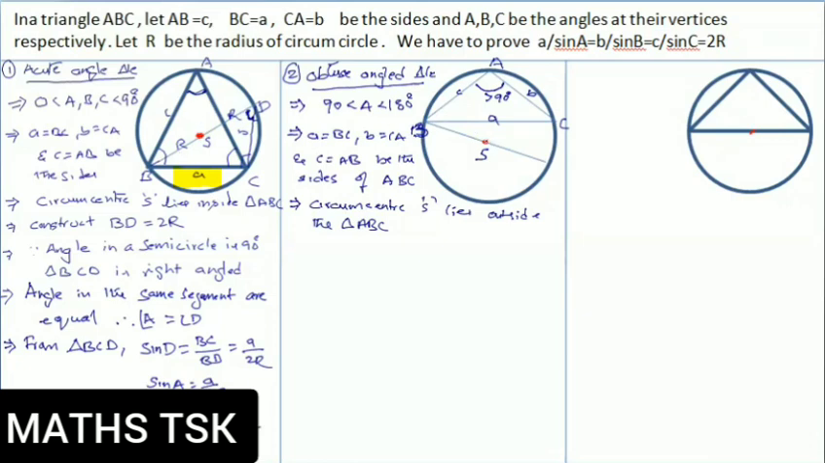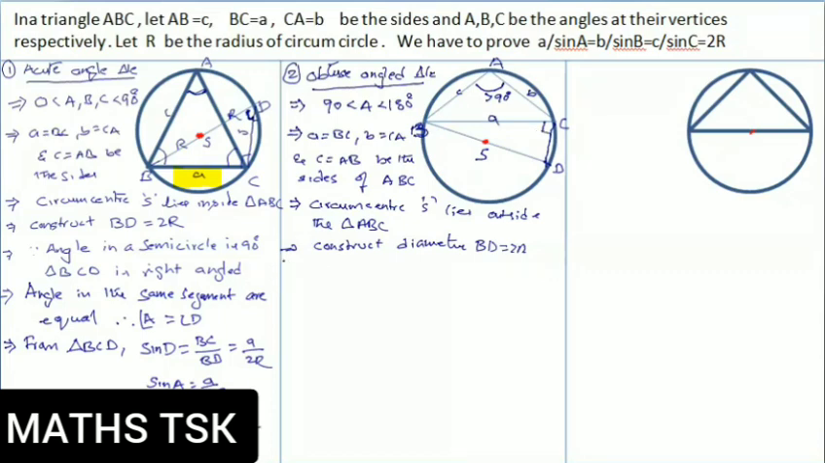Here also the circumcenter is there. Construct the diameter BD. BD is equal to 2R, as in the acute angled triangle. Now join CD. Since BD is a diameter, this triangle is constructed. When you look into BCD, the angle in a semicircle is 90 degrees.